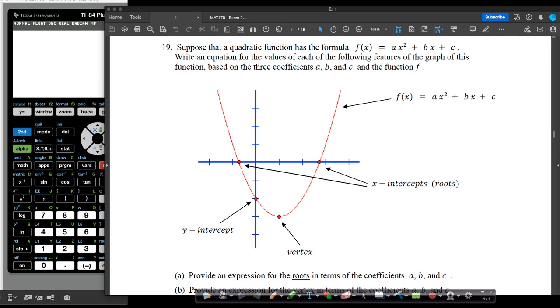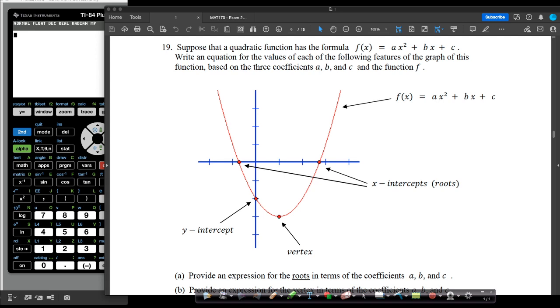So for number 19, we've got some quadratic function, and we're going to a generalized one. So don't think too much about it. We're not actually trying to find that. This is 1, 2, because we don't have these units. So we have no idea where these particular points are.